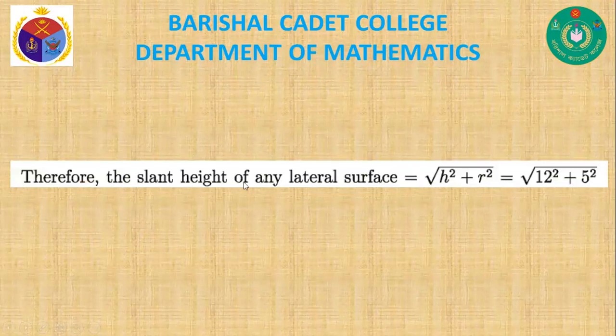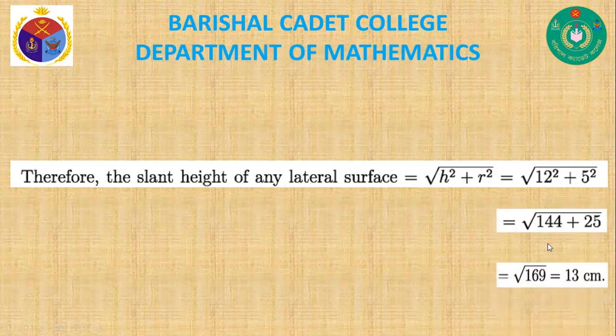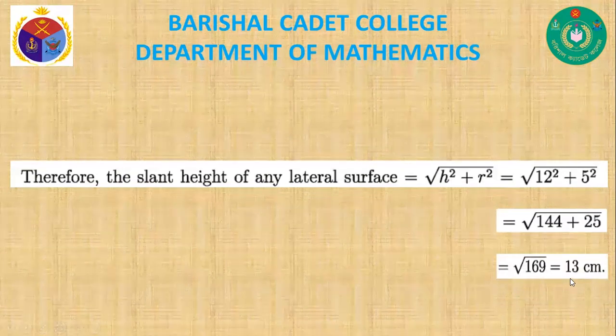Therefore, the slant height of any lateral surface equals root over h square plus r square. Here we see that the height of the pyramid is 12, that is, the value of h is 12 and the value of r is 5. So root over 12 square plus 5 square. This is equal to root over 144 plus 25. So calculating, we get the result 13 centimeter.